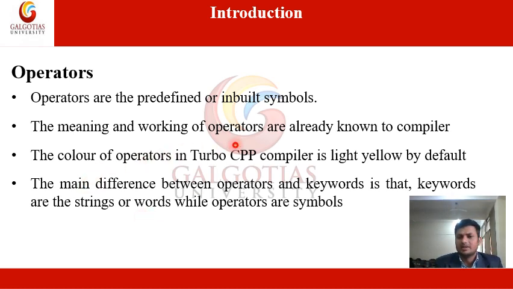The meaning and working of operators are already known to the compiler. If we are talking about the operators of C programming, then the meaning and working of each and every operator of C programming are already known to the compiler. But if we use Java, R or Python, their operators will be known to their respective compilers.